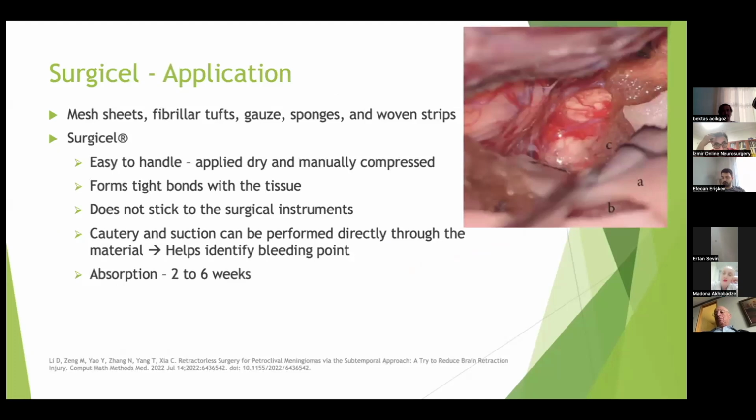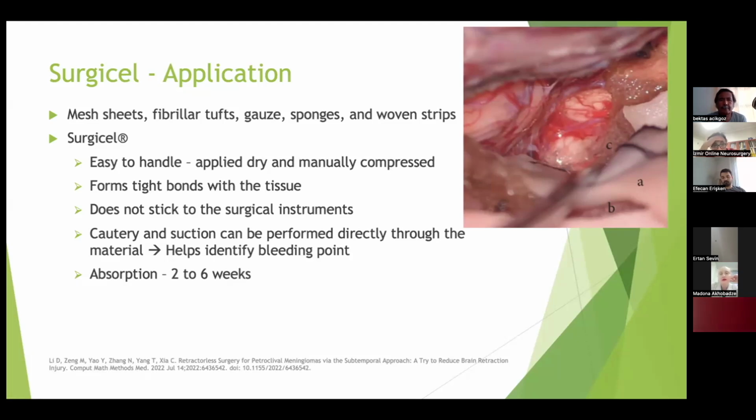Now, you know that Surgicel mainly we use as mesh sheets, but it also comes in fibrillar tufts, gauze, sponges, and woven strips. Surgicel is quite easy to handle, and it is applied dry and manually compressed. It is not needed that you should wet it. It usually forms a complex by interacting with the blood, and it forms tight bonds with the tissue, and it does not stick to surgical instruments.